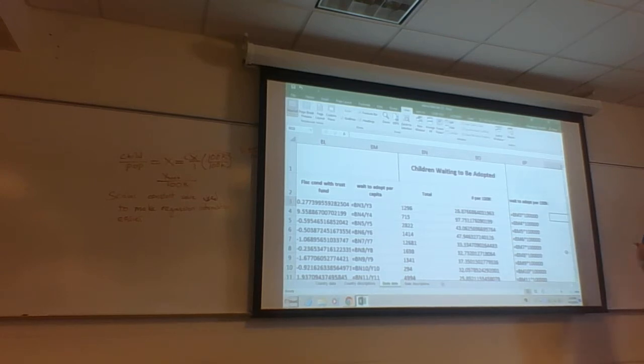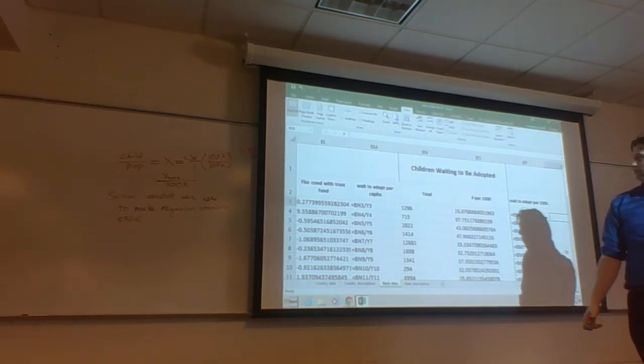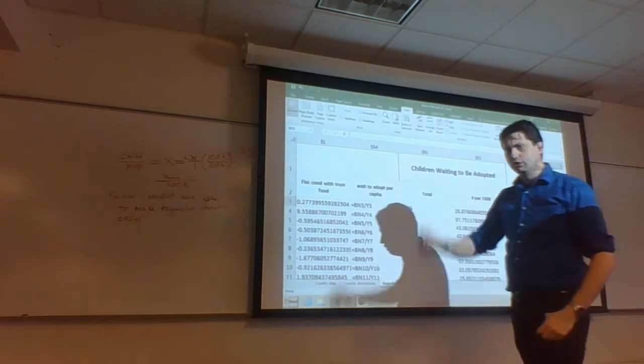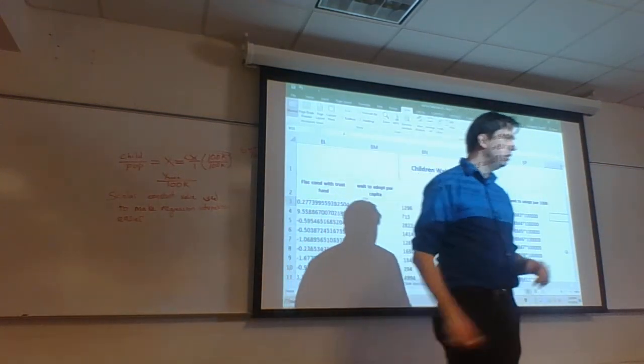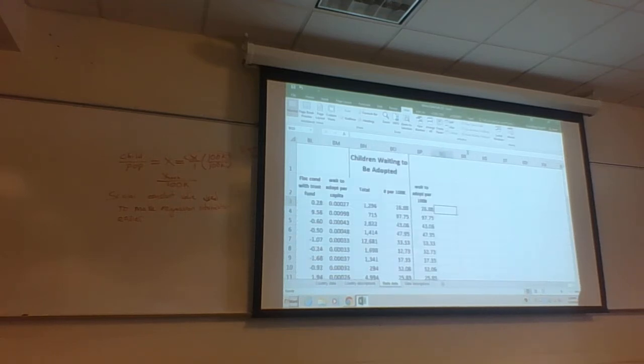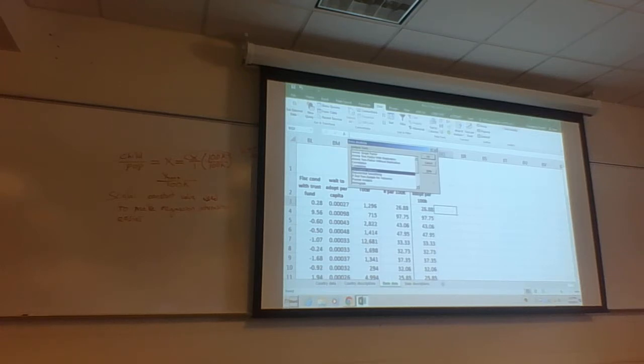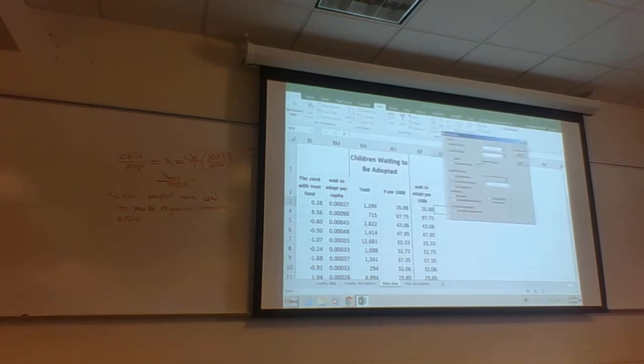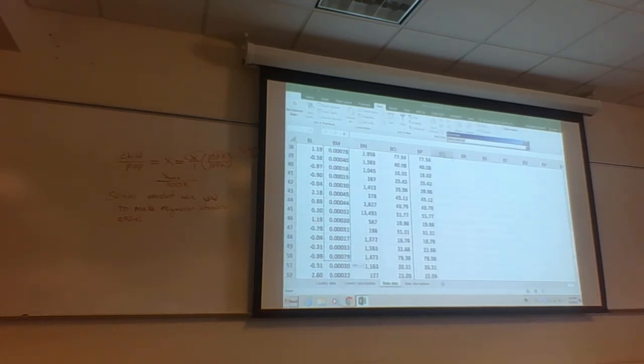My next question for you is how do you think using a scalar changed the regression? So, to illustrate what's going on, you need to make sure that you have the analysis toolpak active. Let me show you what's going on. Data analysis, regression. I would like to have children waiting to adopt. I would like that to predict.